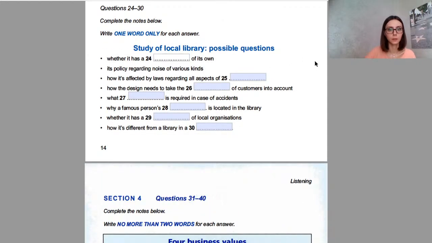So 24, the answer is budget. 25, the answer is employment. 26, the answer is safety. 27, the answer is insurance. 28, the answer is diary. 29, the answer is database. And 30, the answer is museum.